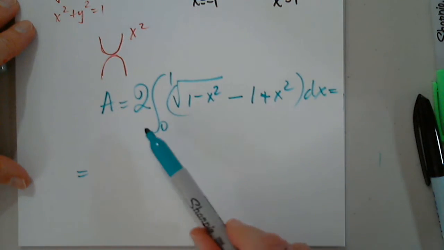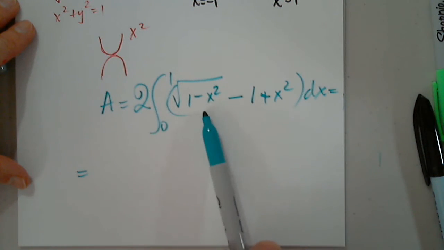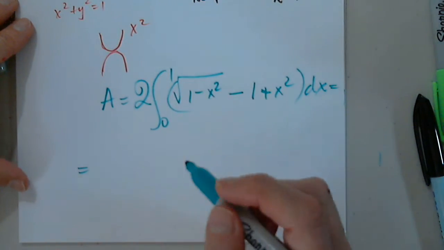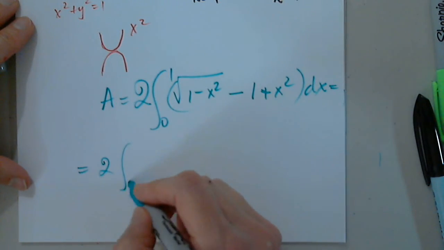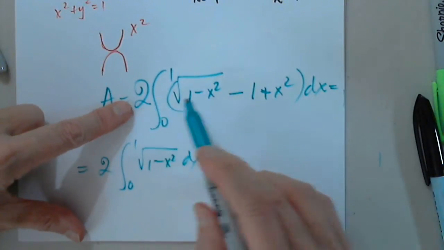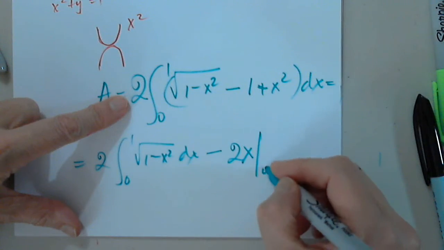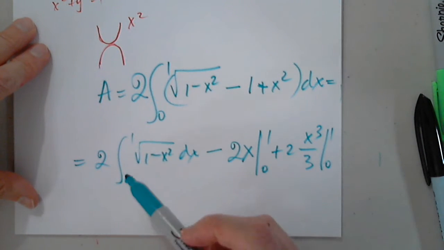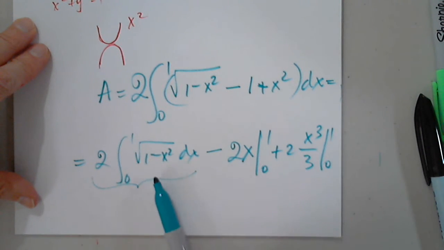And we're going to have a little bit of an issue here, because of this radical. So this is 2 times the integral from 0 to 1 of the square root of 1 minus x squared dx, minus 2x from 0 to 1, and minus 2x cubed over 3 from 0 to 1. So we're going to have a little bit of a problem with this. Determining this. They forgot that we do not know how to determine this.